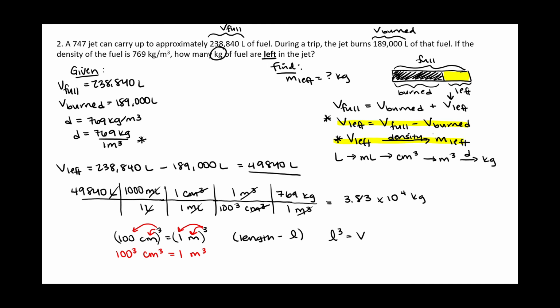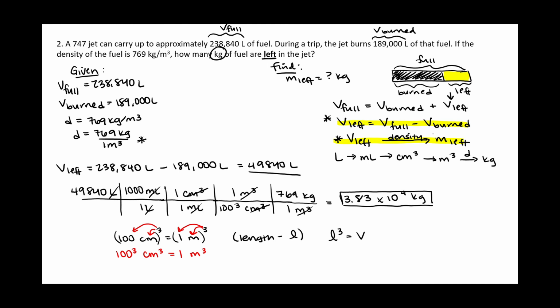I wrote it in scientific notation because if I wrote it out in full, it's hard to tell how many significant figures there are, and this is clearly telling the reader that there are 3 significant figures. It's also a large number, so it's more common to write it in scientific notation. So this is my final answer. That's a lot of fuel that's left over.